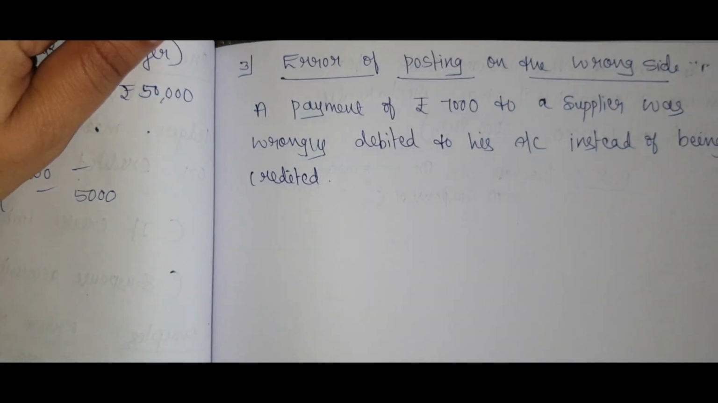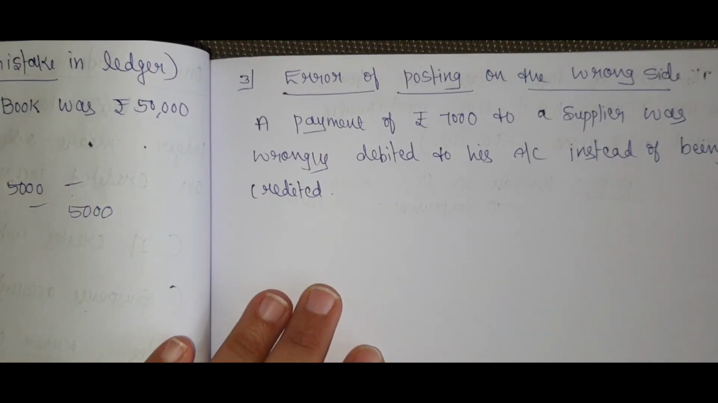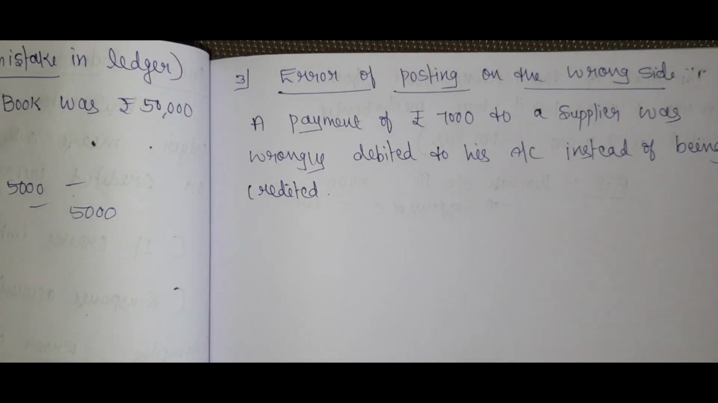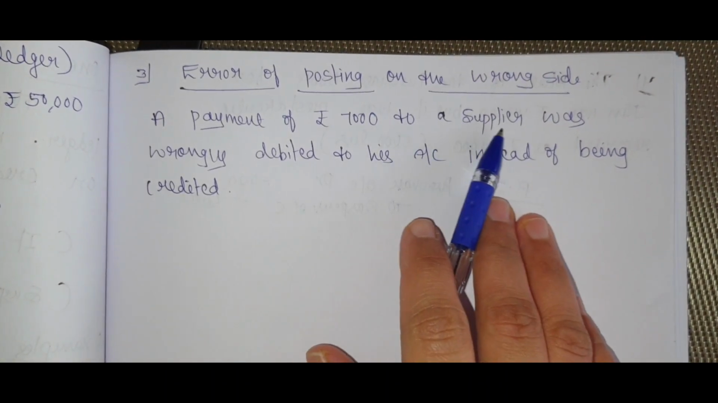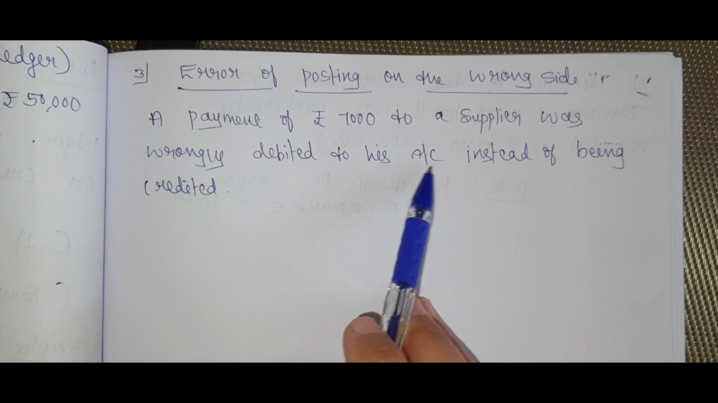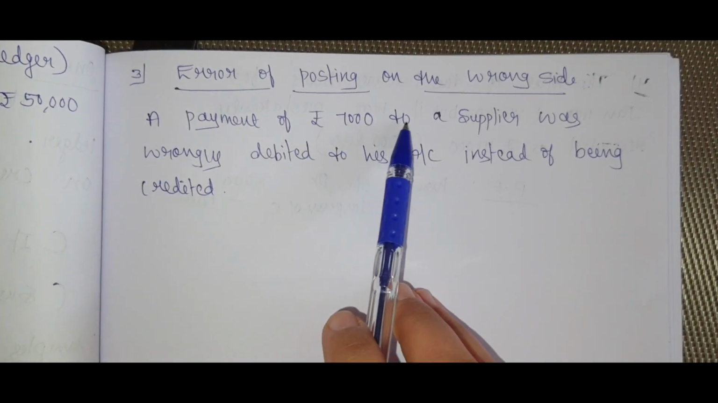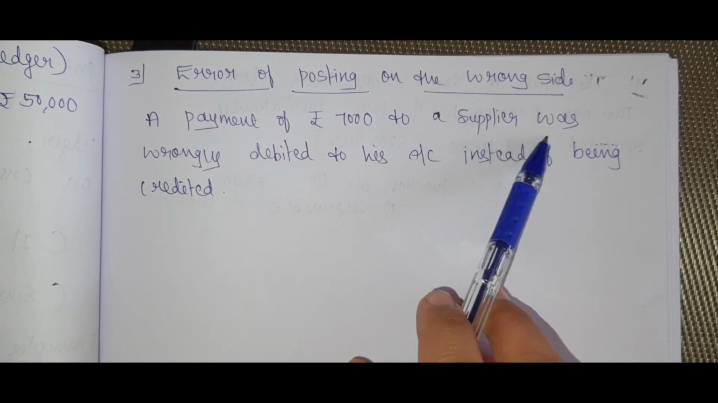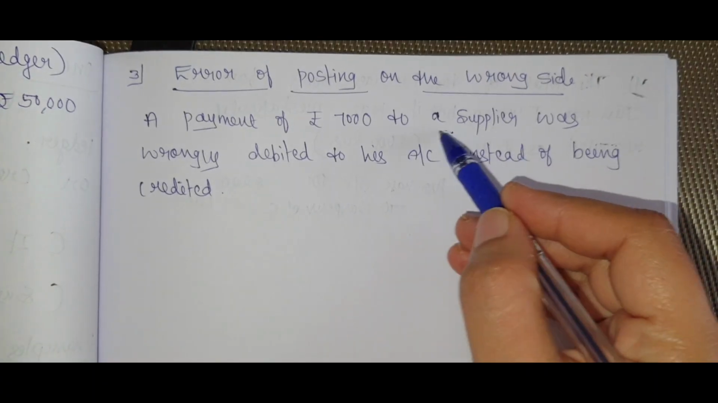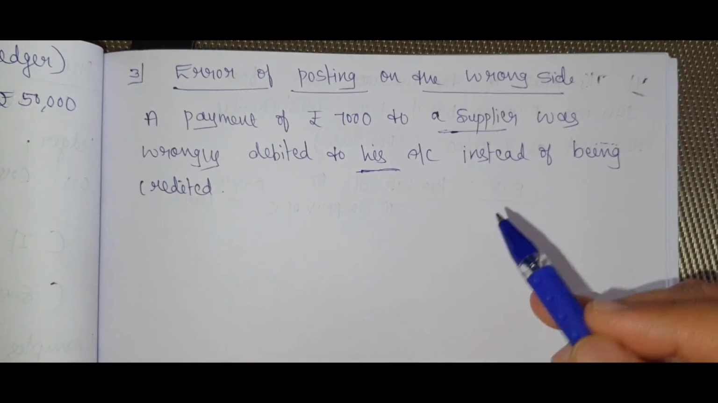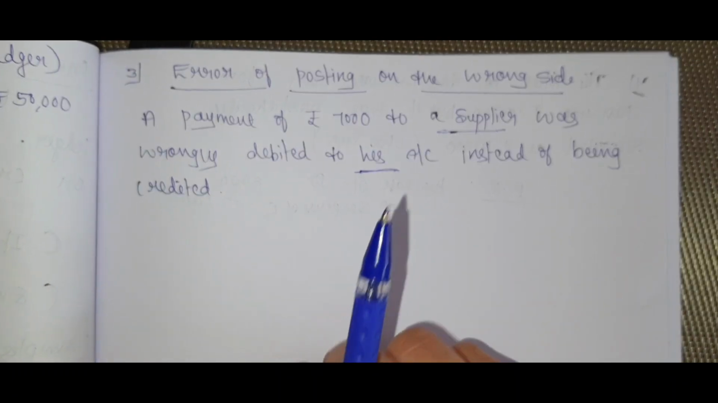See the next example: error of posting on the wrong side. Here, see the example. A payment of rupees 7,000 to a supplier was wrongly debited to his account instead of being credited. His account means the supplier account. It means a one-sided error, instead of being credited.